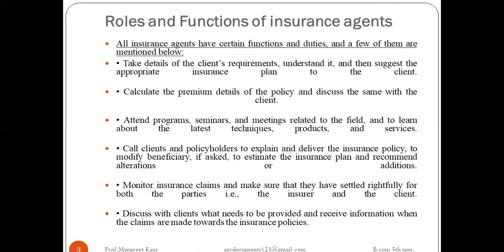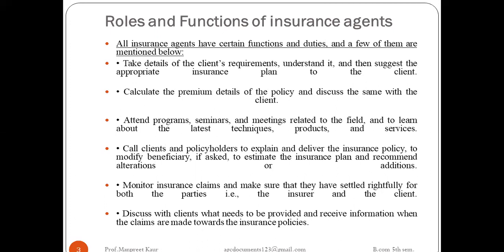Basically, insurance agents act as a middleman between the client and the insurance company. So, the insurance agent monitors all the insurance claims and makes sure that they can settle the claim amount for the purpose of both the parties involved in the contract, that is the insurer and the second one is the client. What kind of information is related, any kind of alteration is suggested, any kind of claims that should be monitored, all these activities are performed by the insurance agent on behalf of the insurer and the second party, the client.